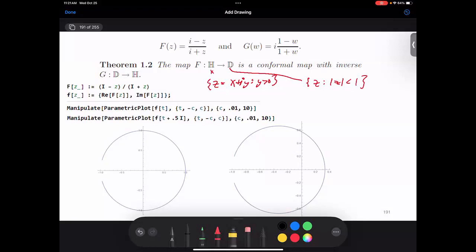And so when you look at this, that's going to be the first one. It's centered at the origin. The next one, it's t plus 0.5i. It seems like the center has moved a little bit. Let's look at the first one.